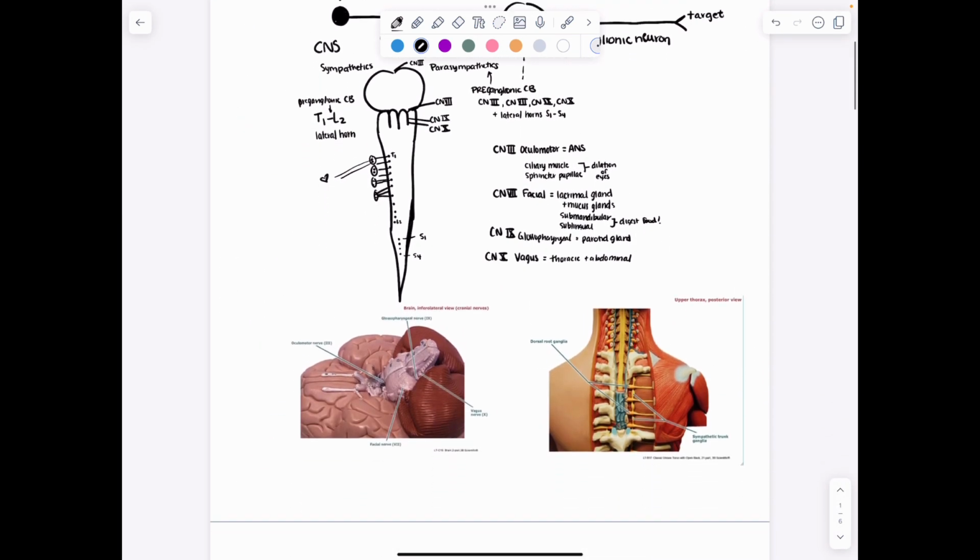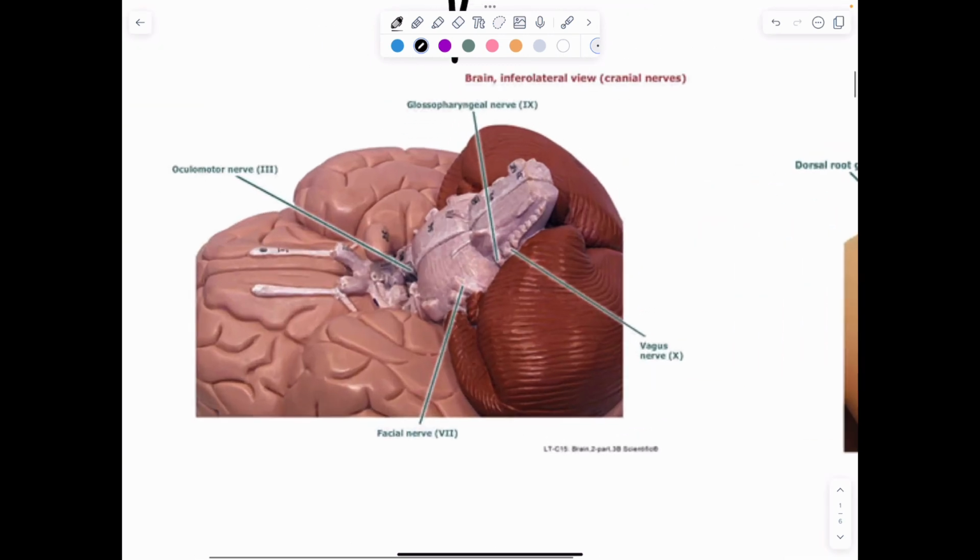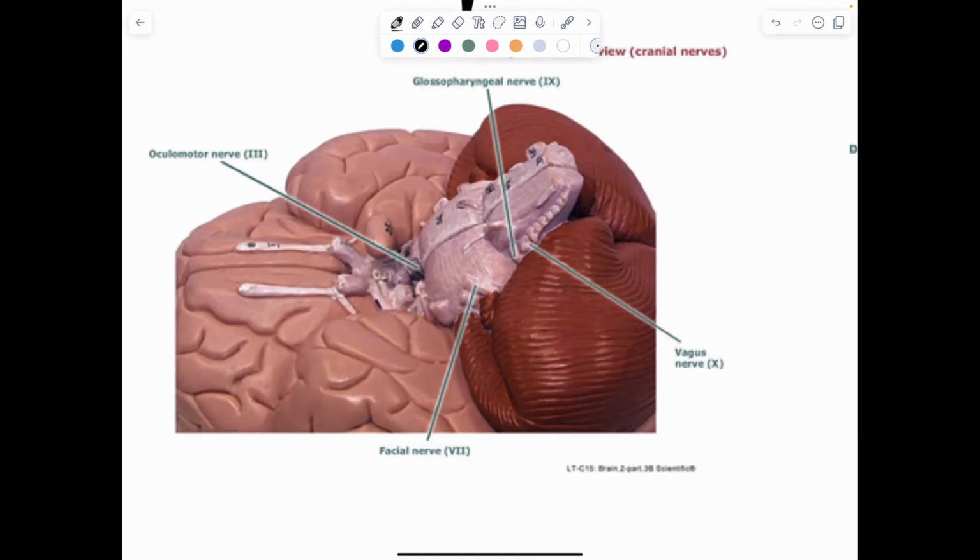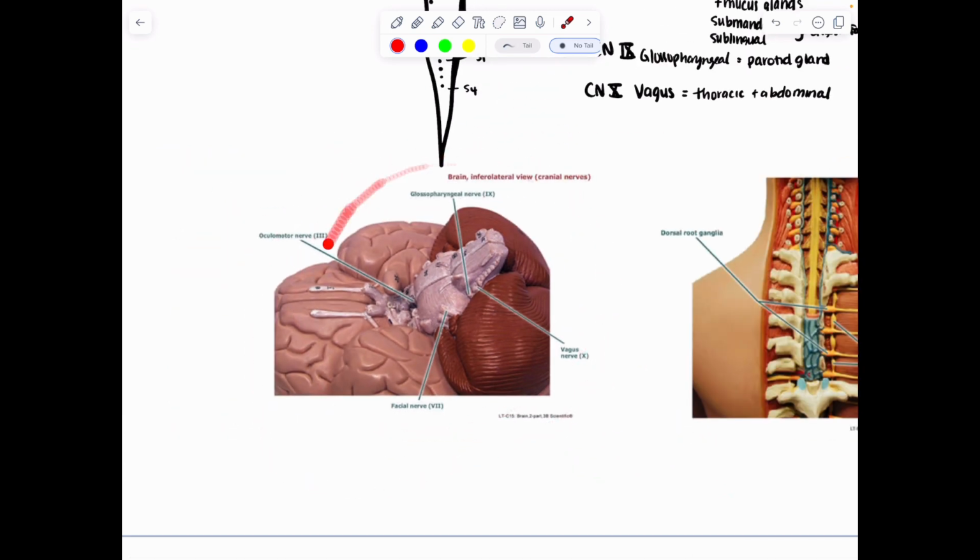So again, really brief thing. Let's look at just some images of where things are located. So here we see, this is me looking at the side of the brain. Here was cranial nerve 1. Here we see cranial nerve 3, oculomotor. So cranial nerve 3, cranial nerve 7, which is at that space between my pons and my medulla. And then cranial nerve 9 and cranial nerve 10, vagus. So those are the cranial nerves involved in the autonomic nervous system.